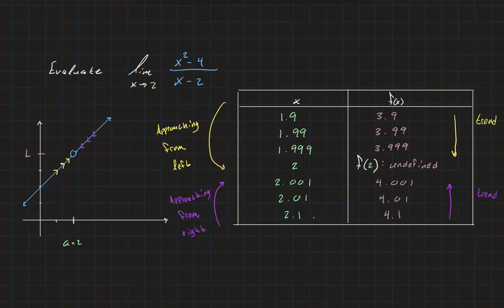On that side. So if I look at these values, it looks like as I approach from the left, I get 3.9, 3.99, 3.999. It looks like we're tending toward 4 as we approach from the left. And likewise, as I approach from the right, I get 2.1, 2.01, 2.001. It looks like these numbers are getting closer and closer to 4. So I can say from this table that the limit of this function as x approaches 2 is equal to 4. And we can see that if we look at the graph. As I get closer and closer to 2, this limiting value gets closer and closer to 4.